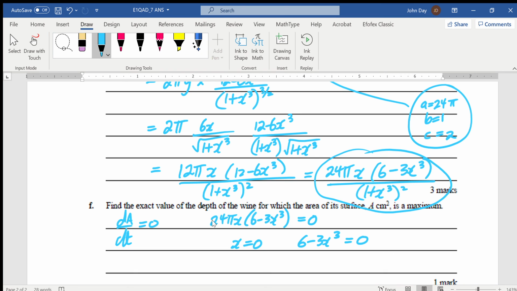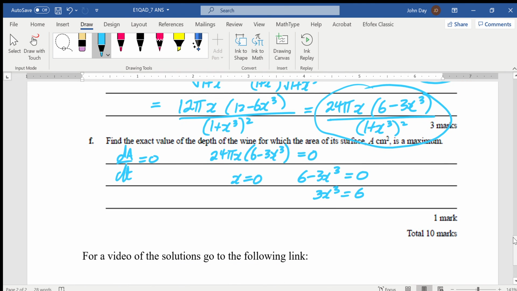So then we just say 3x cubed equals 6. So I'll just get a little bit more room. x cubed equals 6 on 3, which is 2. So x equals the cube root of 2. Find the exact value of the depth of the wine for which the area of the surface is a maximum. Its depth is the cube root of 2.